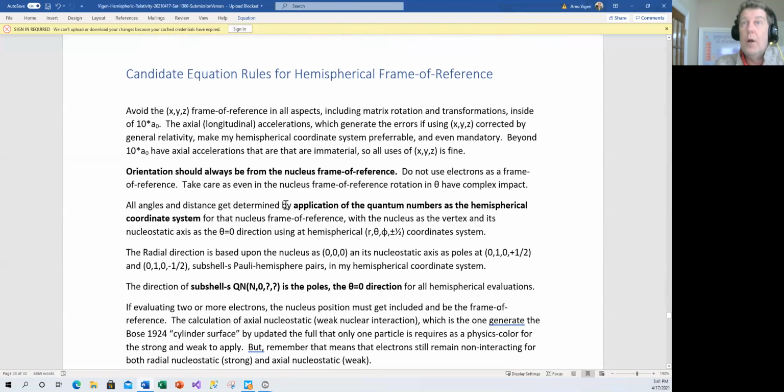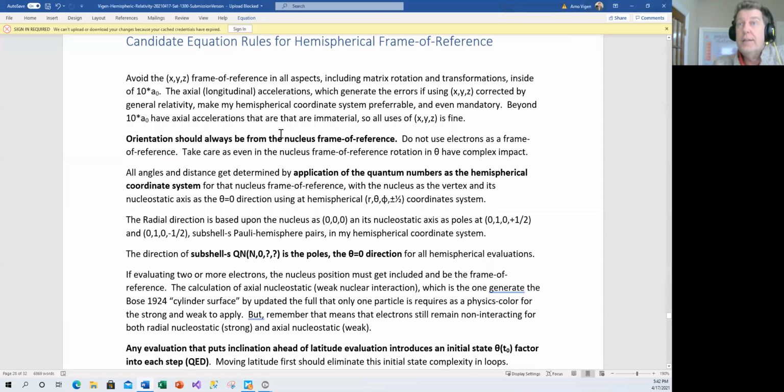All right, so what are the rules that we can do? Avoid the XY framework when you're working on subatomic things. Remember that inside 10 times the Bohr radius, the nucleostatic axis becomes dominant. It's no longer unused. You can use the closed container ideal gas law. You can use gravity when you're talking about things at that distance. But once they get that close, that number is material to your calculations, okay? Orientation should be always from the nucleus frame of reference. If you're trying to do that axis and you're off of it, you're going to get some strange relationships, okay?